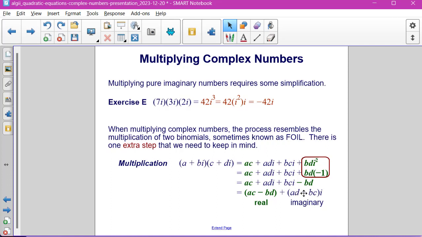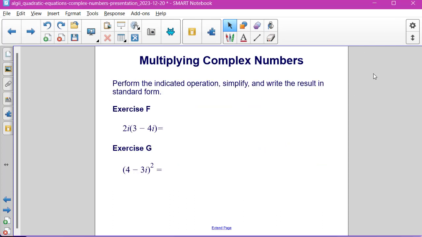If you put them next to one another and then factor out the imaginary variable i, you would then have AD plus BC, that's your coefficient, and your i for the imaginary number. Now let's practice multiplying complex numbers with these two exercises.